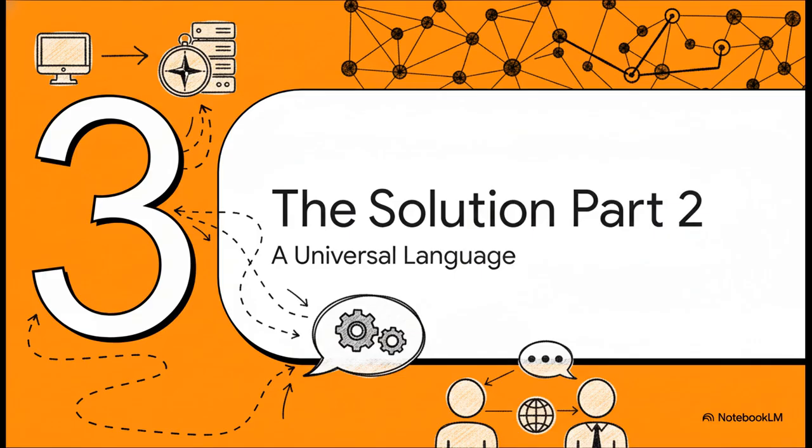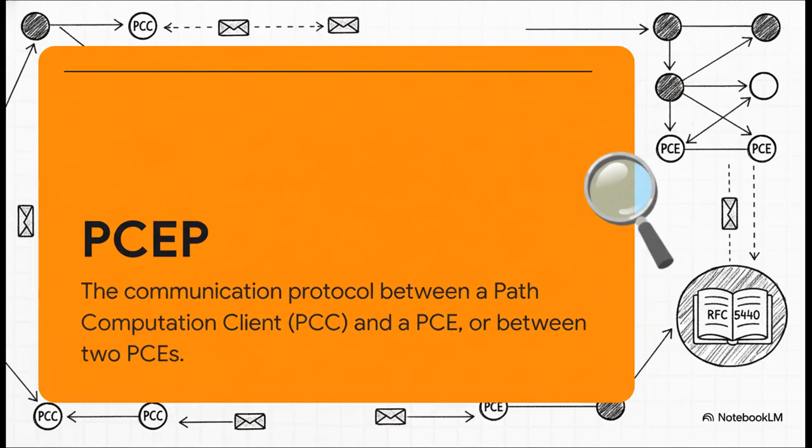Okay, so we have our client that needs a path, and we have our master navigator that can figure it out. But for this whole system to work, they've got to be able to talk to each other. They need to speak the same language. And that language, you guessed it, is PCEP. This is the very core of RFC 5440. It is the specific set of rules, the grammar, the vocabulary, that lets a PCC send a request over to a PCE, and for that PCE to send a coherent answer back. It's so flexible, it even lets two PCEs talk to each other to solve even bigger, more complicated problems.